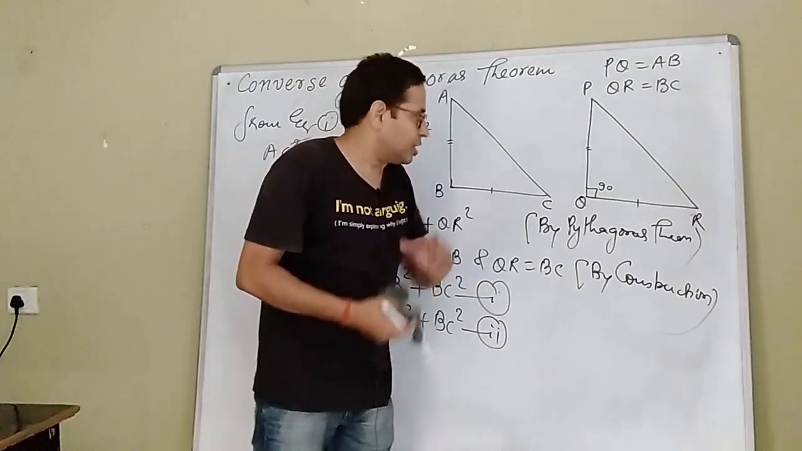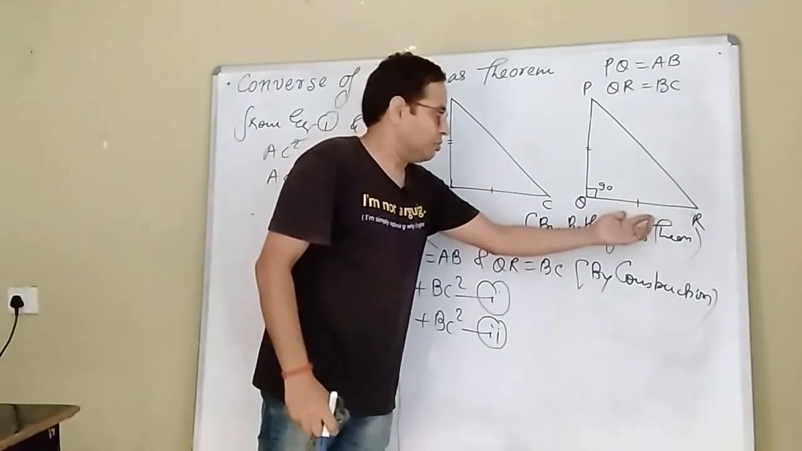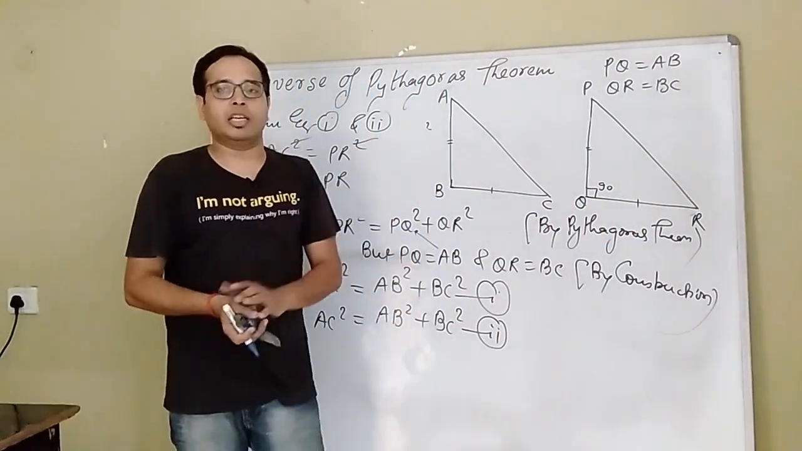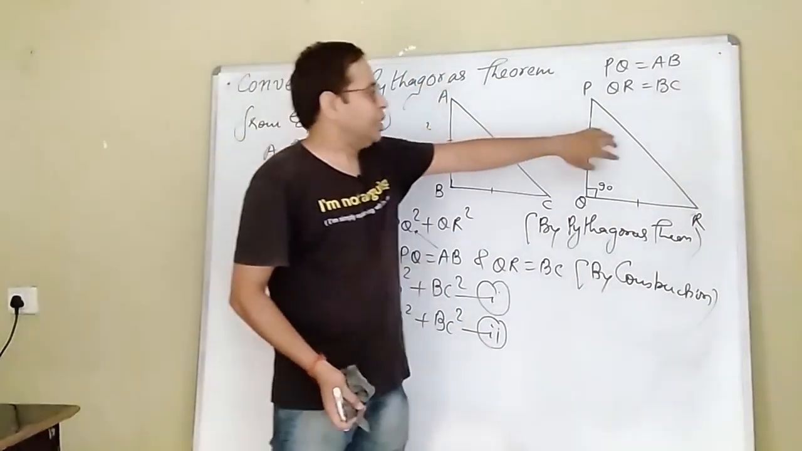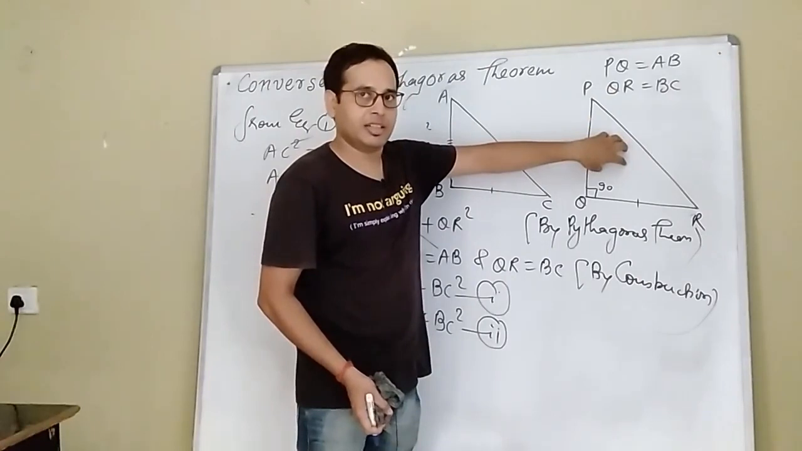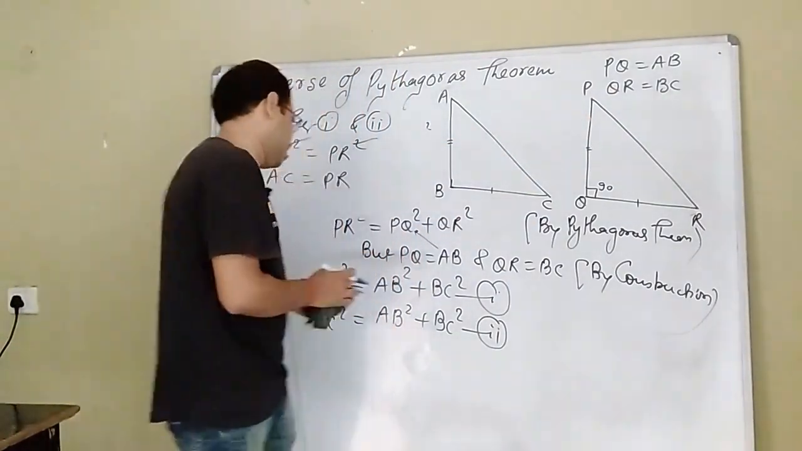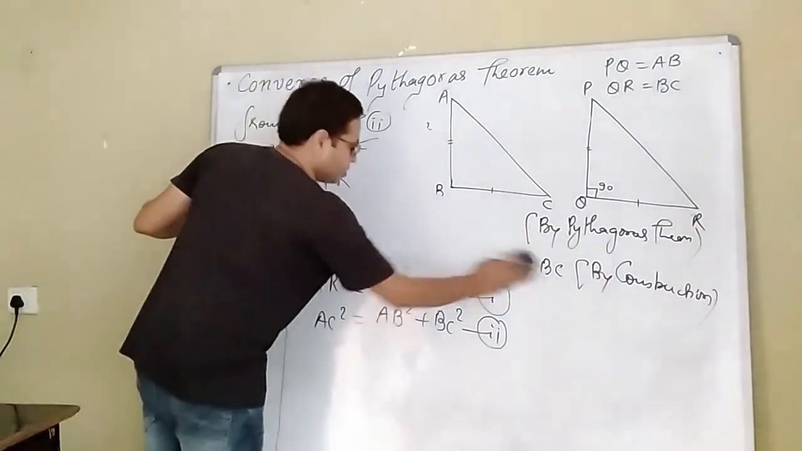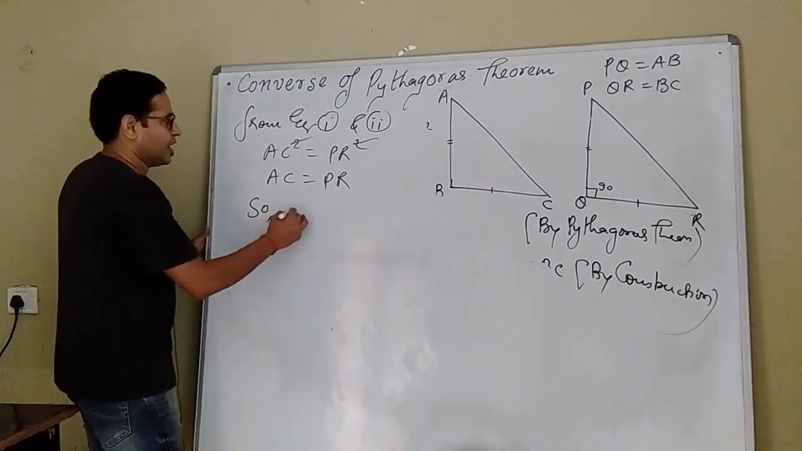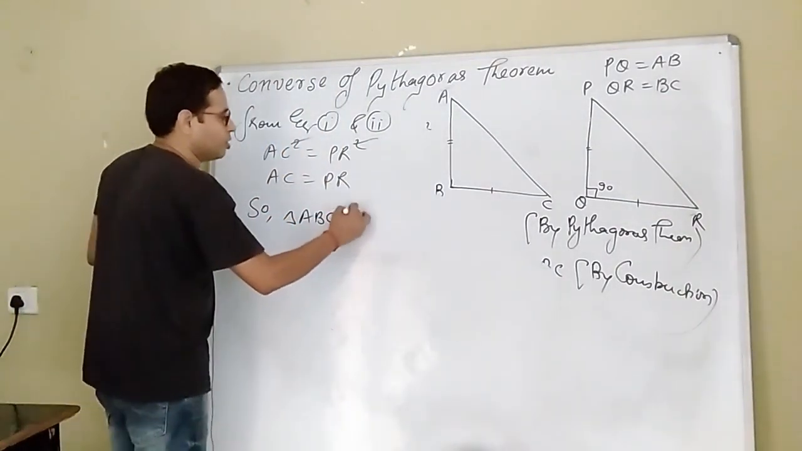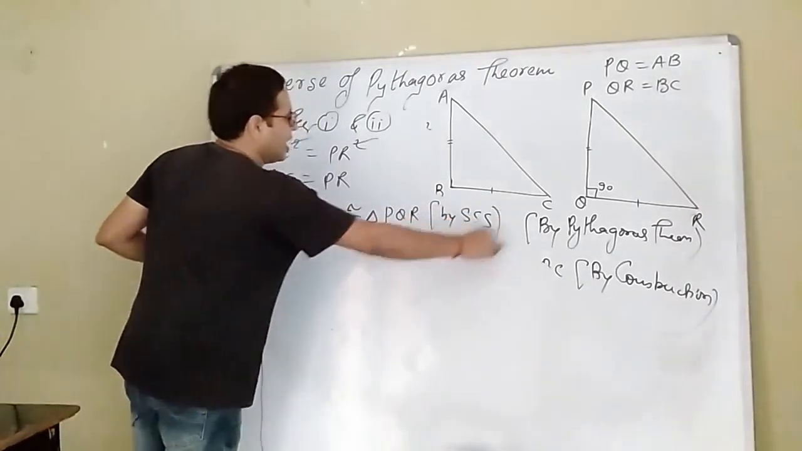अब AC भी PR के equal हो गया, है ना? AB तो PQ के equal था construction से, BC equal था QR के construction से, और AC PR के equal हमने प्रूफ कर दिया। सिंस ऑल द थ्री साइड्स ऑफ दिस ट्रायंगल हैव बिकम इक्वल्स टू ऑल द थ्री साइड्स ऑफ दिस ट्रायंगल, देयरफोर बोथ द ट्रायंगल्स आर कॉन्ग्रुएंट बाय SSS, सो वी कैन राइट, triangle ABC will be congruent to triangle PQR by SSS.